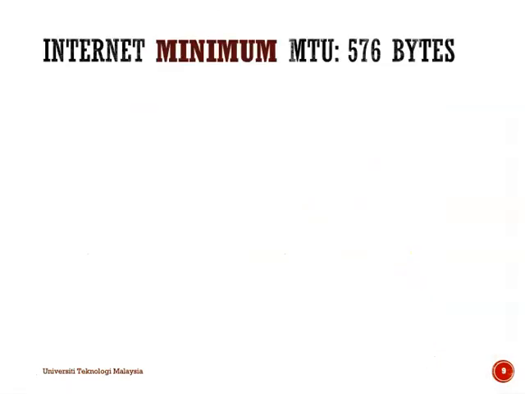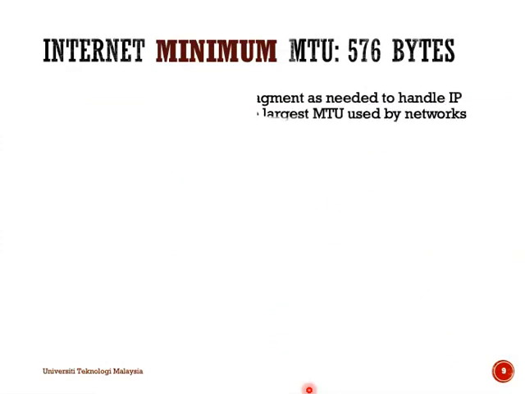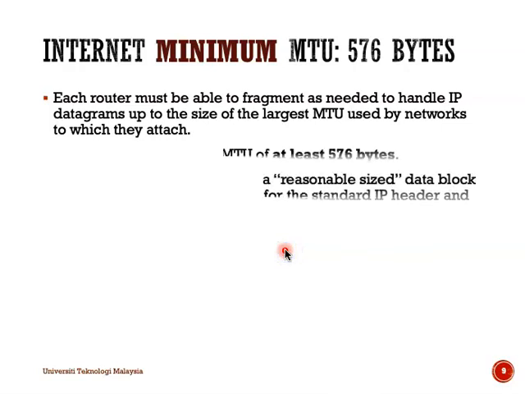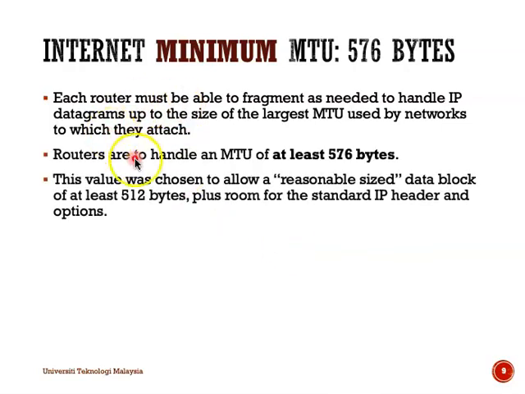The internet has a minimum MTU, which is 576 bytes. It means the smallest size of datagram that a router can handle for the internet. So each router must be able to fragment as needed to handle IP datagrams up to the size of the largest MTU used by the networks to which they attach. However, routers are to handle an MTU of at least 576 bytes, which is the minimum size. It cannot be fragmented smaller than this size.